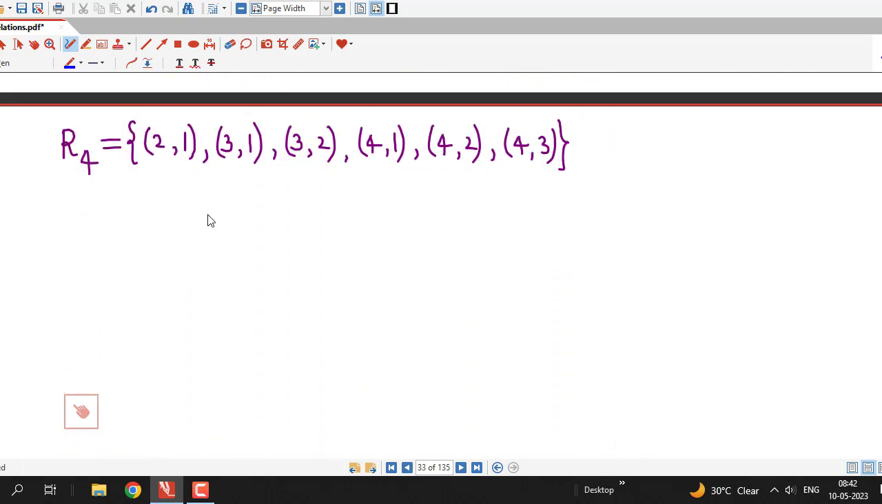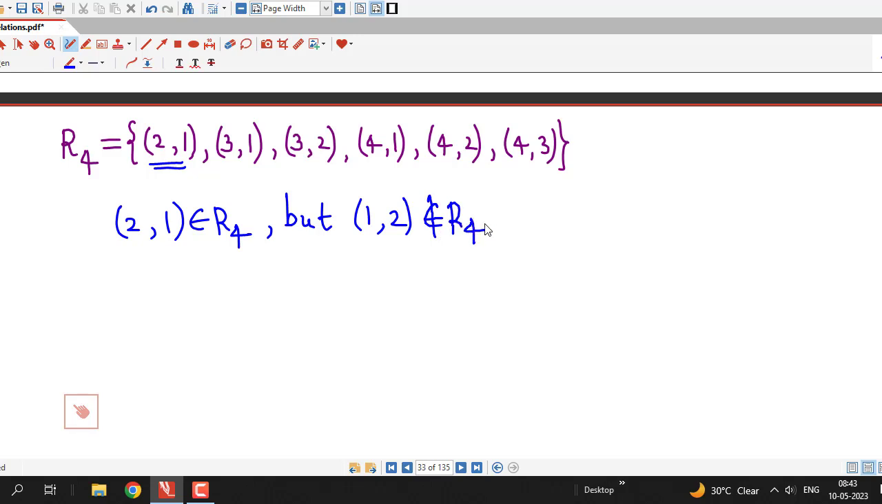I have taken some more examples also. Here I have taken this relation R4. Now I check for symmetry first. So if I consider this element (2,1), if I reverse the order, I must have (1,2) belongs to R4, but that is not present in R4. So we have obtained one element (2,1) in R4, but if we change the order of components, the resulting element (1,2) is not present in R4. Therefore R4 is not symmetric.